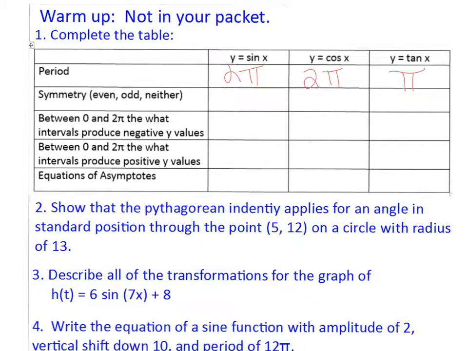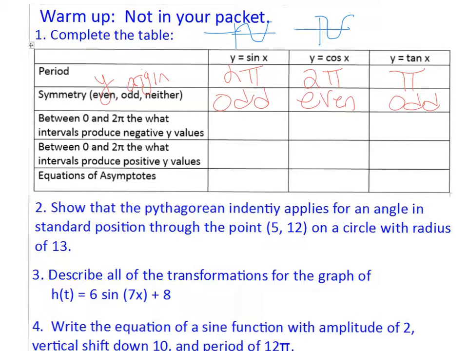Symmetry, even means y-axis, odd means the origin, and neither is neither of them. So the sine function is odd, the cosine function is even, and the tangent function is odd. If it helps you, you could make a little sketch of each graph above your chart here, to help you visualize what the graph would look like, the parent function specifically.